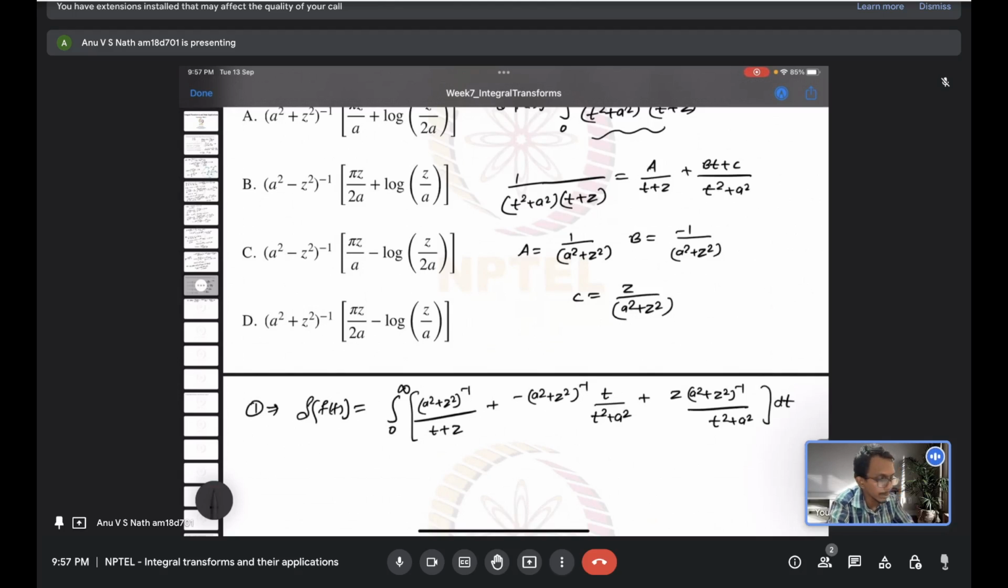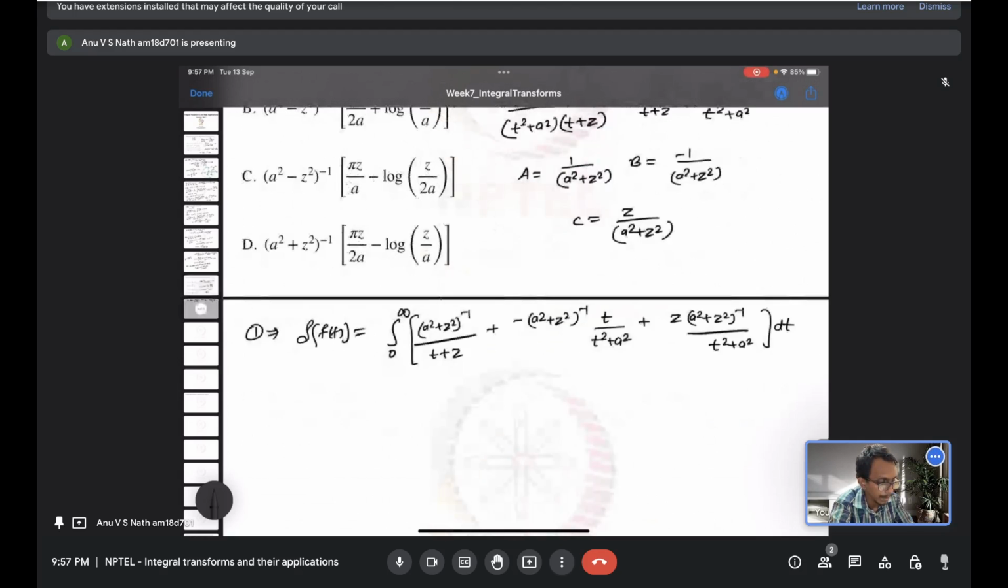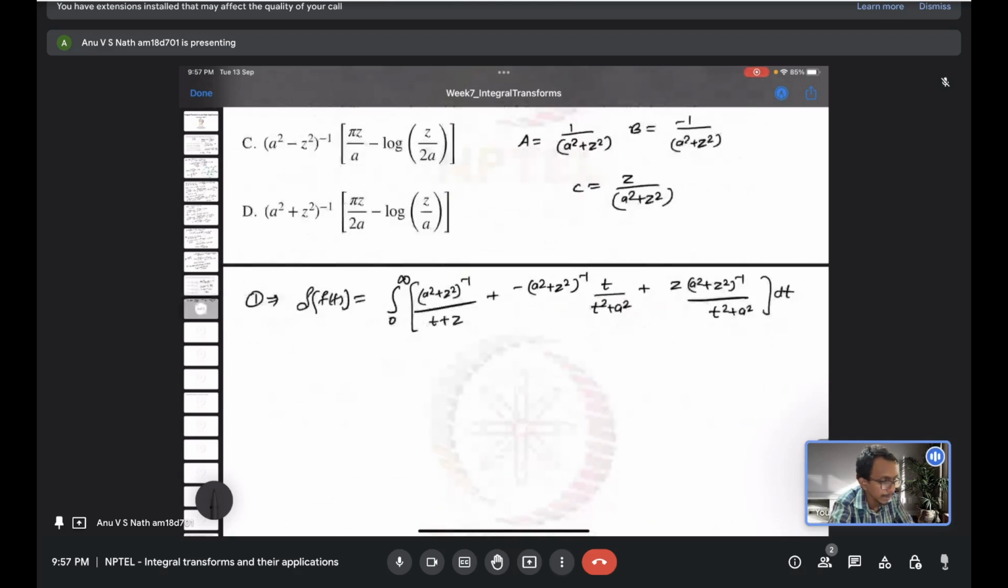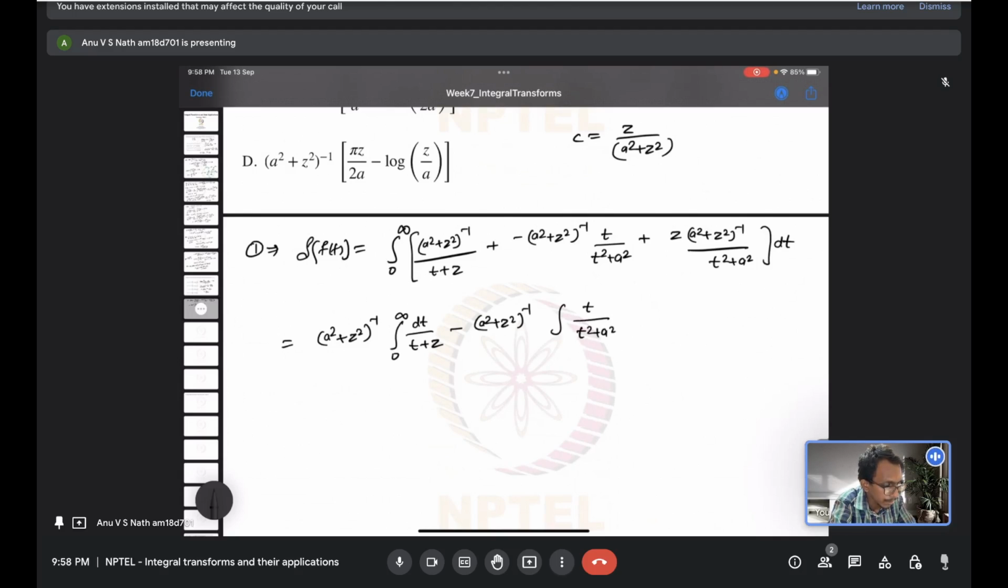So this is actually converted into three separate integrals. We can perform them separately, but remember that there's an issue while applying the limits of the integration. I will explain that. First we perform the integrals separately. First of all, (a square plus z square) inverse, which is a constant, is taken outside, then dt by t plus z, integral 0 to infinity. Second, (a square plus z square) inverse is again a constant, then integral of t by t square plus a square dt, 0 to infinity. Third one is z (a square plus z square) inverse, dt by t square plus a square, integral 0 to infinity.